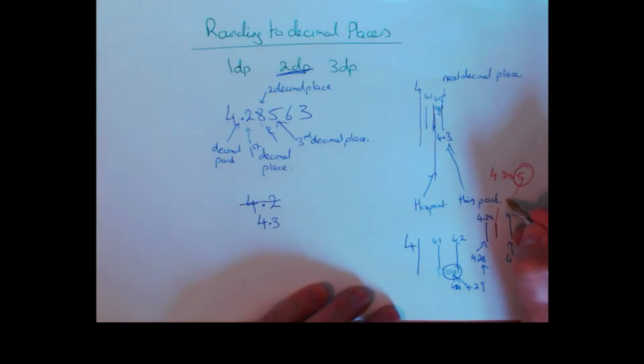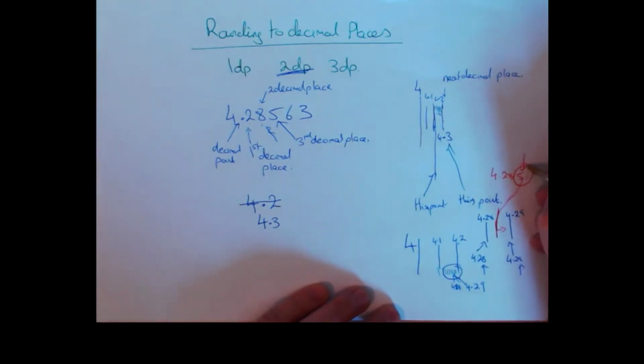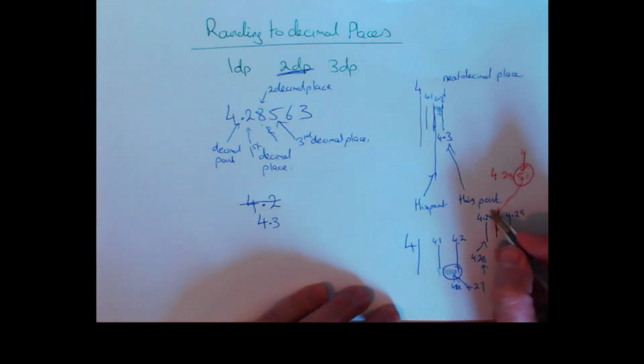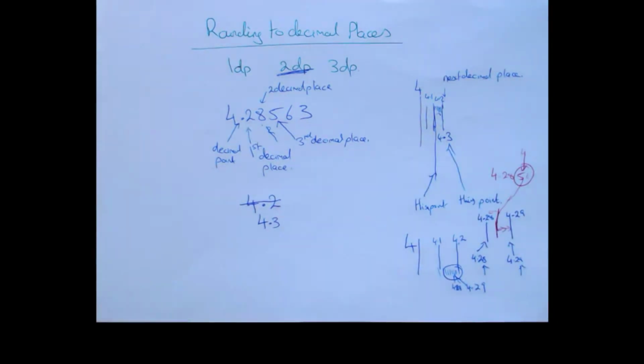If there's a 5 there, and we know it's a 563, we know as soon as you hit 5, we've gone more than halfway. We're closer to this side. So this is a 5, so it means I'm closer to this side. If it was a 4, I would know I was closer to this side. Okay, so that's what we do.